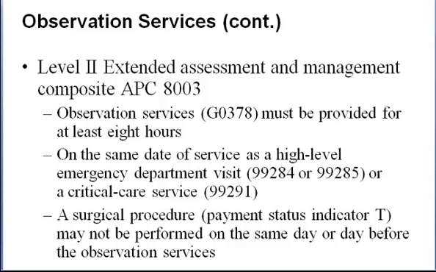Level 2 composite APC, which is 8003, that criteria is really similar to Level 1. Observation services must be provided for at least 8 hours and provided again on the same date as a high-level ER visit or a critical care service. And in addition, a surgical procedure that has a payment status indicator of T cannot be performed on the same day or day before. All observation services that do not meet the composite APC criteria are then bundled and do not receive separate payments.